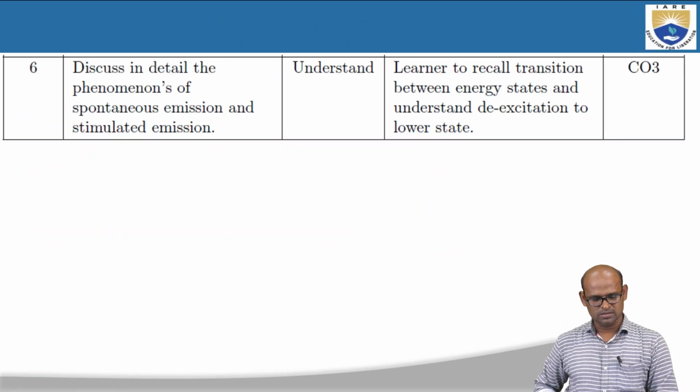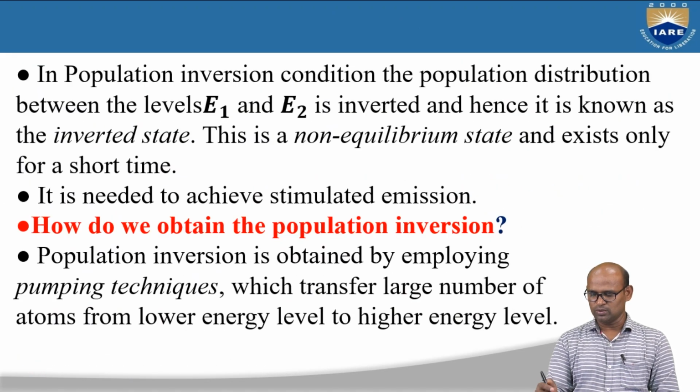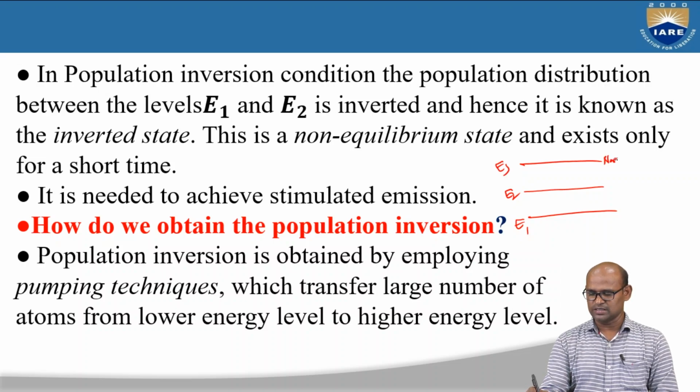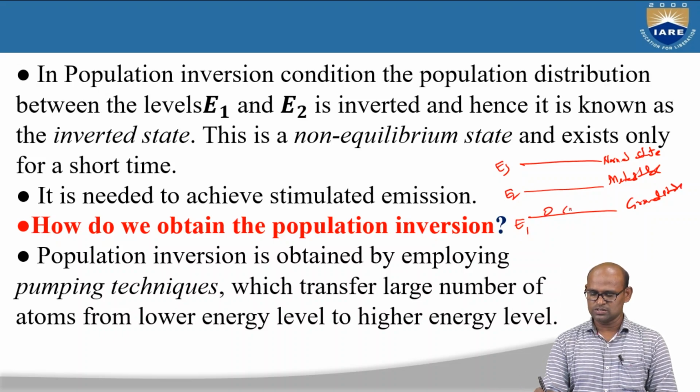So we are going to use a 3 energy level diagram, E1, E2, E3. E3 is a normal excited state, not a metastable state, but E2 is a metastable state, and E1 is the ground state. Whenever we supply energy to the atoms in the ground state, these atoms get excited to the higher energy level E3 first.